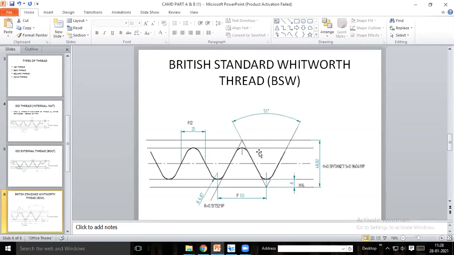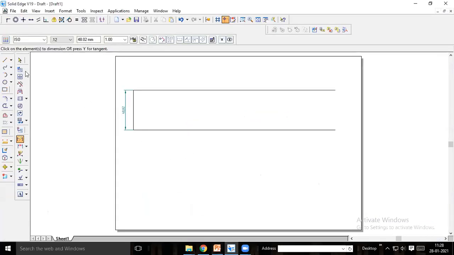Why you need to draw this line means the crust and root are not having sharp edges, it is curved, so that you can eliminate the wear out of the crust and root of the thread. For that, it is h by 6. What is the h value? 48.02 divided by 6. You have to take that distance and draw one more line.